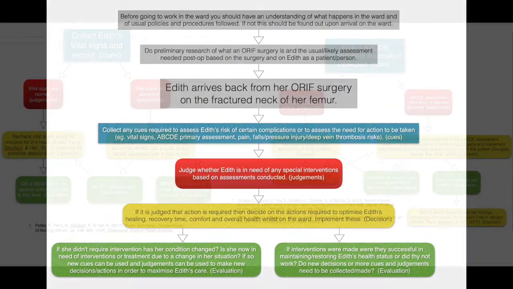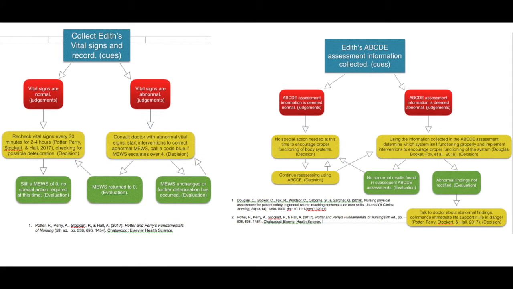process maps. The process for vital signs and primary assessment are very similar. Both assessments also provide key information on the current status of Edith. This is why I would conduct these assessments first, to get a baseline. With both processes, if Edith's data has no abnormalities, then no prompt action is required, and I would just reassess later to see if anything changes or if Edith deteriorates.